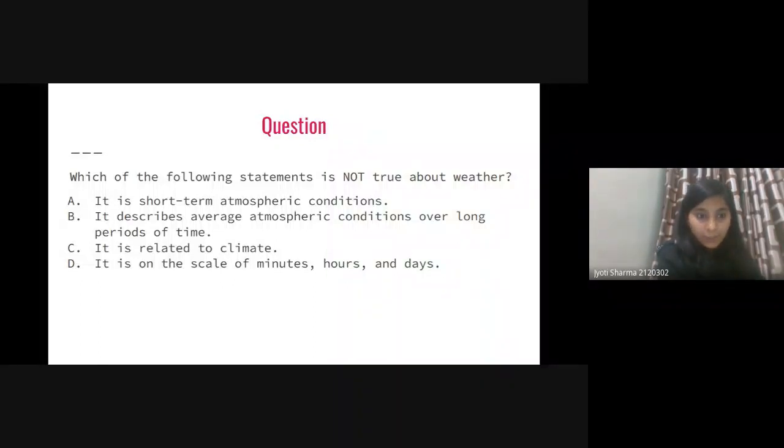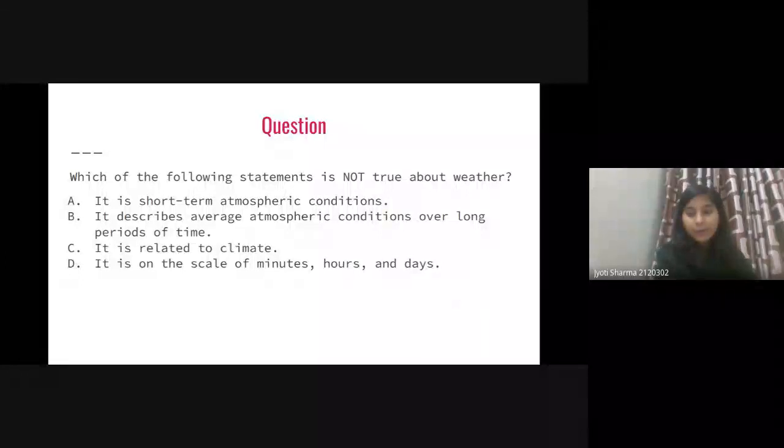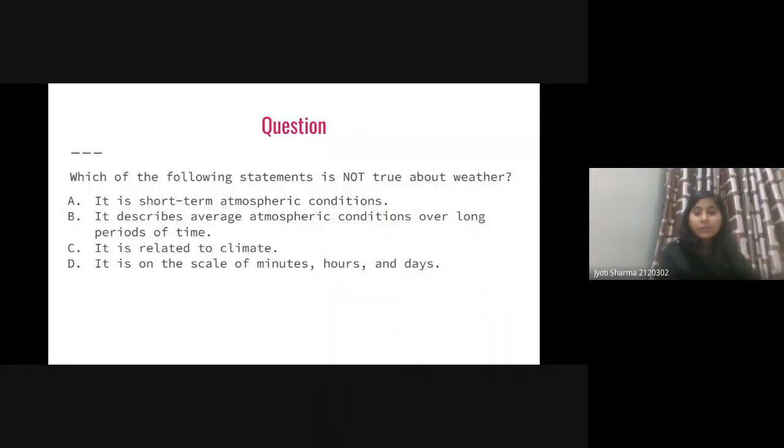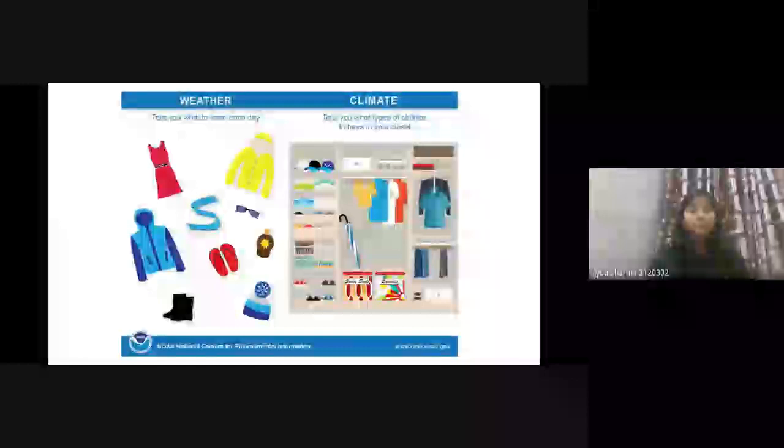Nishant gave me answer B. It described the average atmospheric condition over a long period of time. Pinnacle also gave me answer B. Rashmi also gave me answer B. Yes, if you three people have given me the answer B, then this should be B only. Okay.